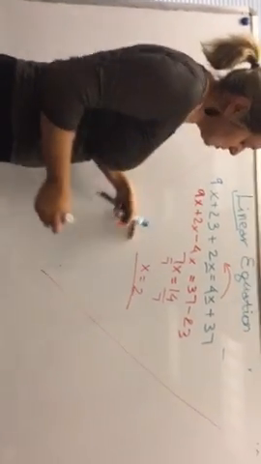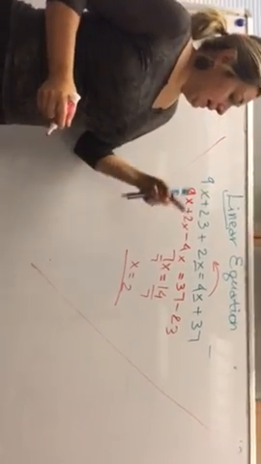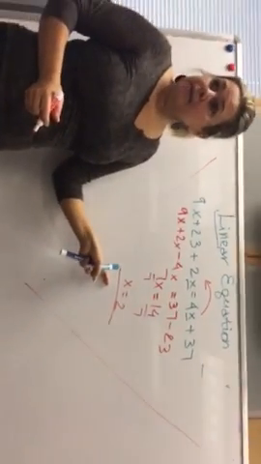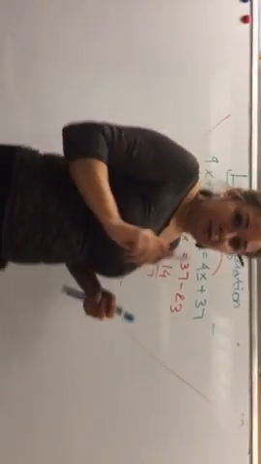So this is how we get to our x equals 2. Does this make sense? Now it will be your turn. You can turn it off.